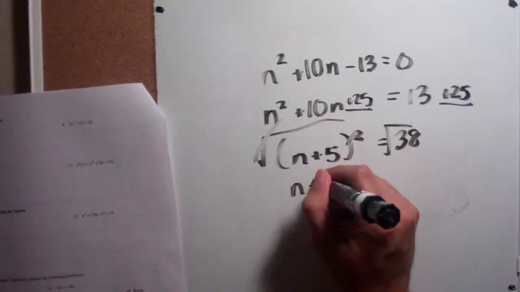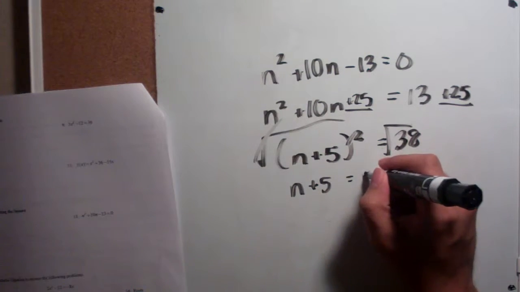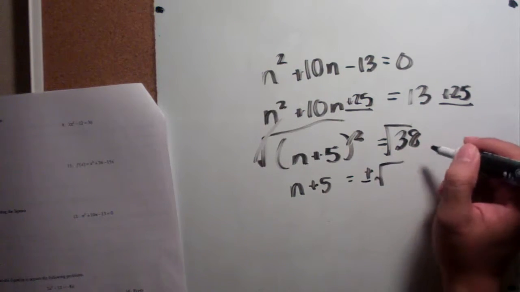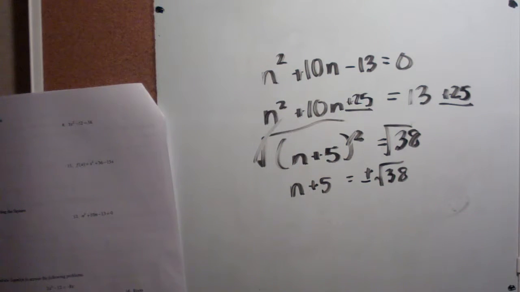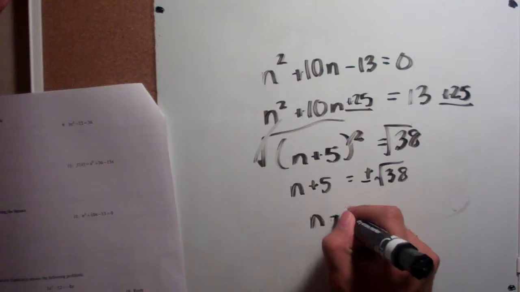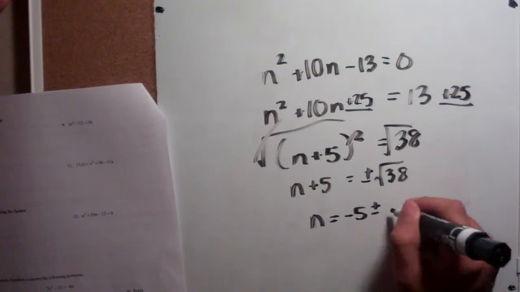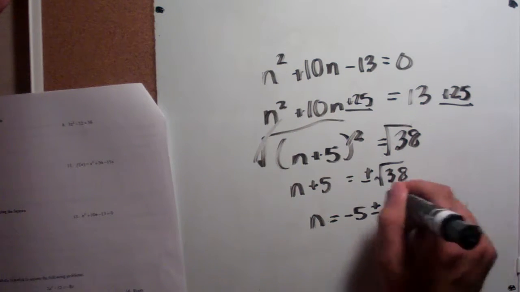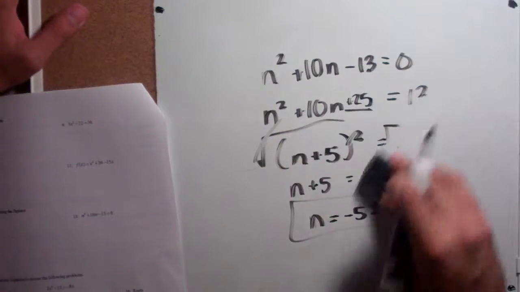So we're going to have n plus 5. The square root of 38 does not simplify, so it's irrational. But we're going to write plus or minus radical 38. In this case, we can't separate it because we're dealing with a radical, so we're not going to be able to simplify. So just move 5 to the other side. If I subtract that, it would be negative 5 plus or minus radical 38. This does have two solutions, but they're irrational numbers. This form suffices for me. Okay.